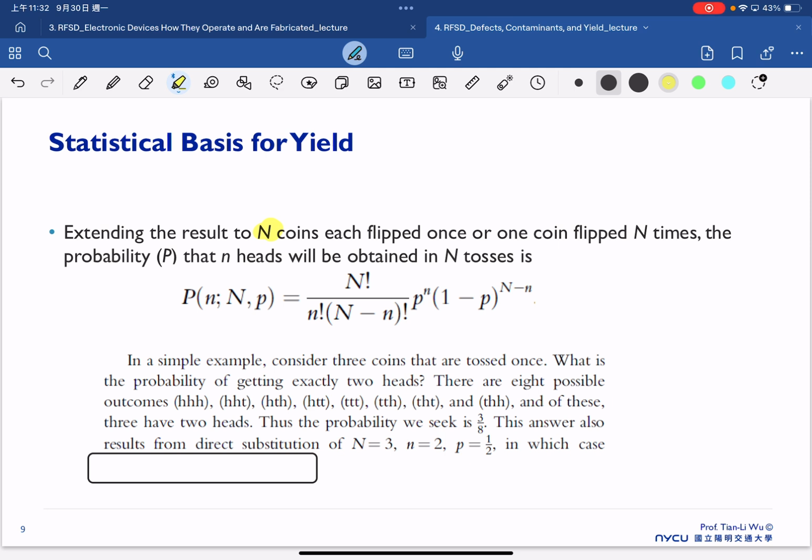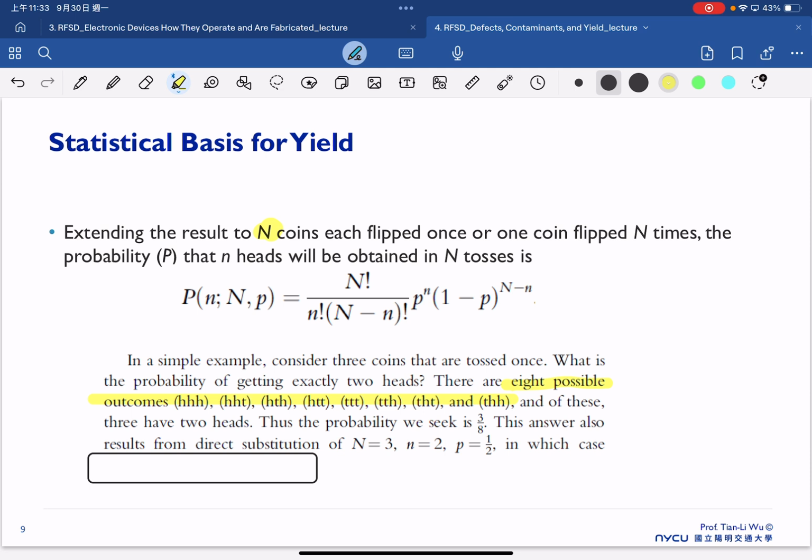If we have 3 coins and each coin is tossed only once, what is the probability of getting exactly 2 heads here? If we have 3 coins, there are only 8 outcomes, right? 3 coins give us 8 outcomes as shown here: either 3 heads, 2 heads and 1 tail, 3 tails, or 2 tails and 1 head. Anyhow, it is just a combination of all these heads and tails in the 3 coins.